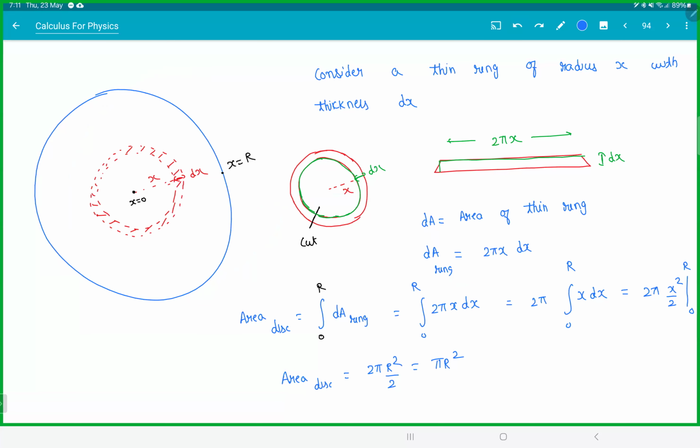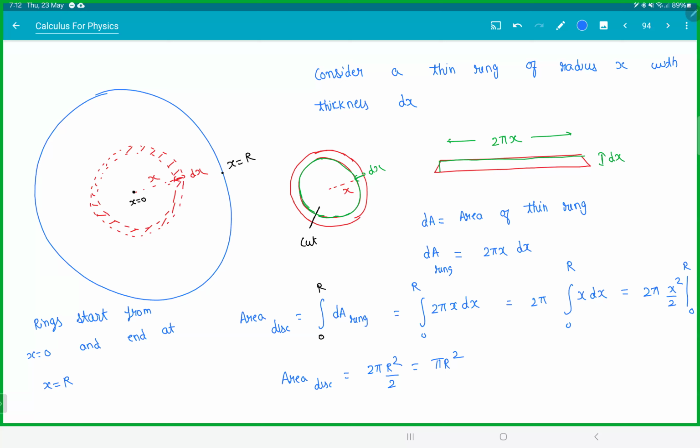Have a look at the steps. So basically here, if you see, the rings start from x is equal to 0 and end at x is equal to r. That's where the limits are, from 0 to r. That is the meaning of upper limit and lower limit. Where are you starting from and where are you ending? Any doubts on this? We just got the idea.